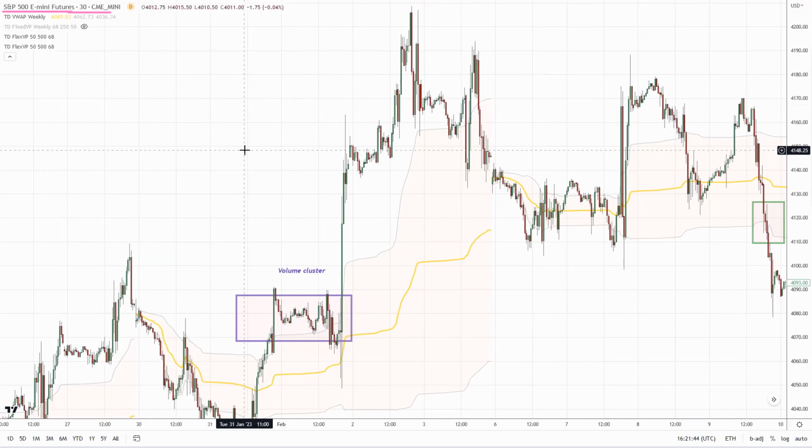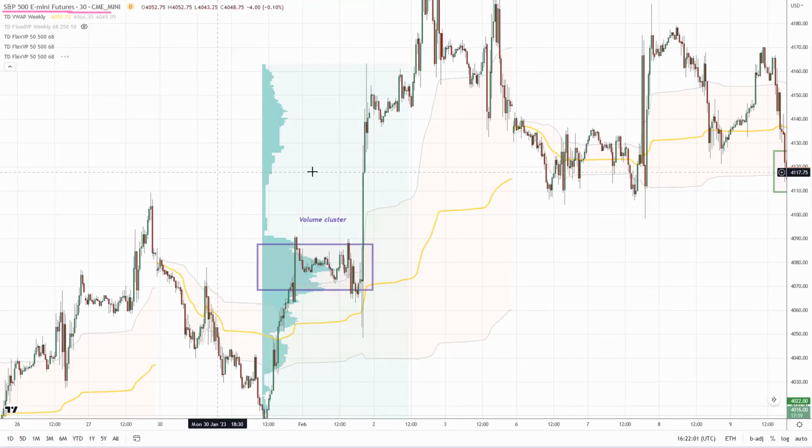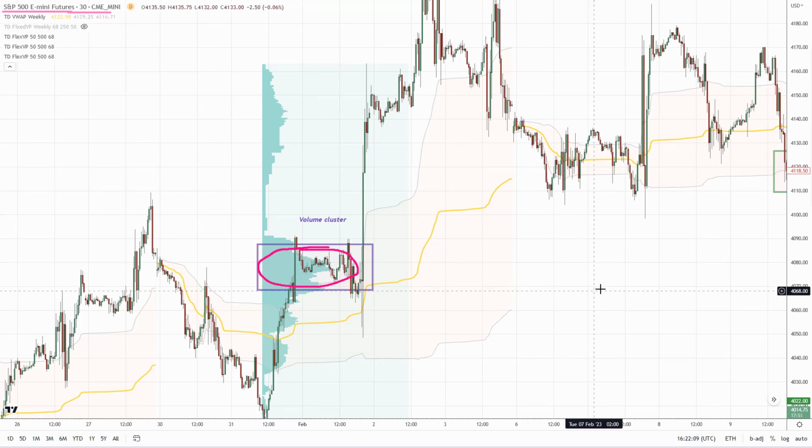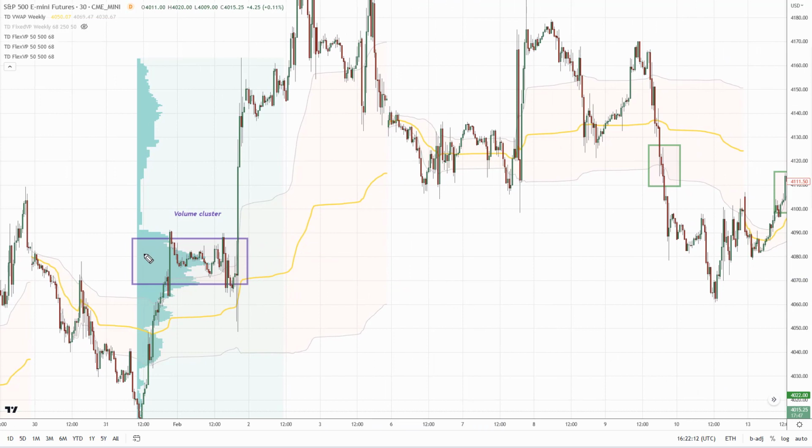Let me just load up my flexible volume profile indicator here, like this. So in here there was a heavy volume zone from which there was a support. The beginning of that heavy volume zone, this was the support. This is where the support got hit. This was the reaction to it.